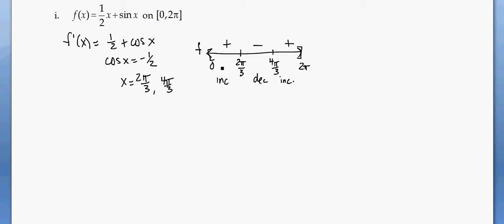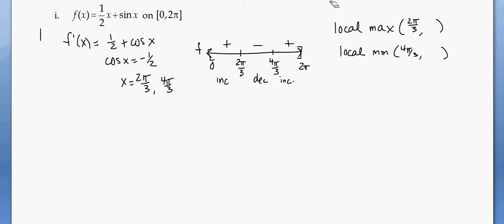So if I'm going from increasing to decreasing, I have a local max at 2 pi over 3 comma something. And then I'm going from decreasing to increasing, so I'm going to get a local minimum at 4 pi over 3 comma something. To get the something, we always plug back to the original function.